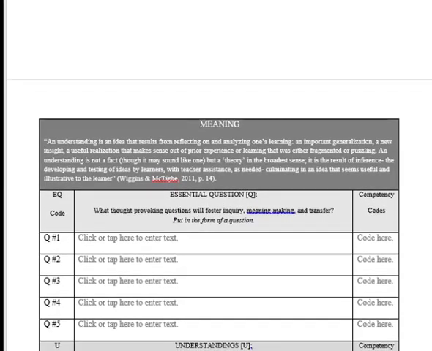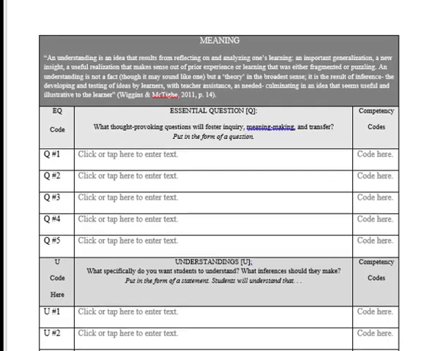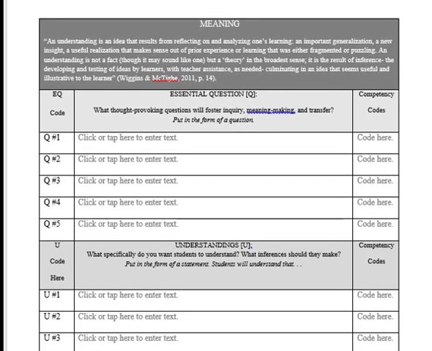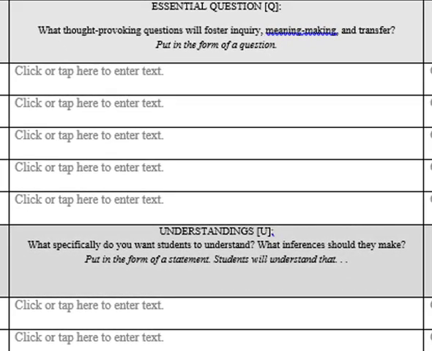The meaning section has two areas. The first area is essential questions. The second area is understandings. Essential questions are questions that promote ongoing inquiry and discussion about the unit. They require students to support their ideas, consider alternatives, and consider all evidence. Essential questions are meant to trigger connections with prior learning.